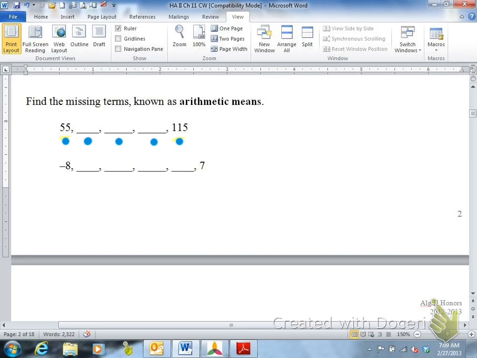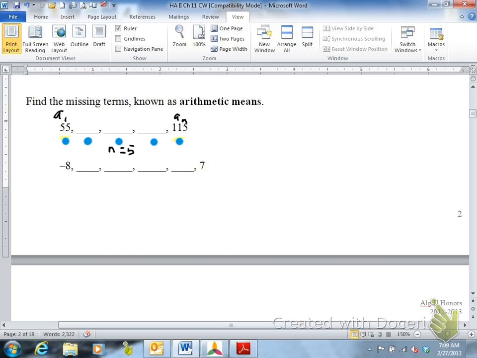So we have a sub 1 is 55. A sub n is 115. N is 5 terms. And d, well, that's what we're solving for. If we know d, the common difference, then we could just add or subtract it to get the missing terms. So the work would look like this.